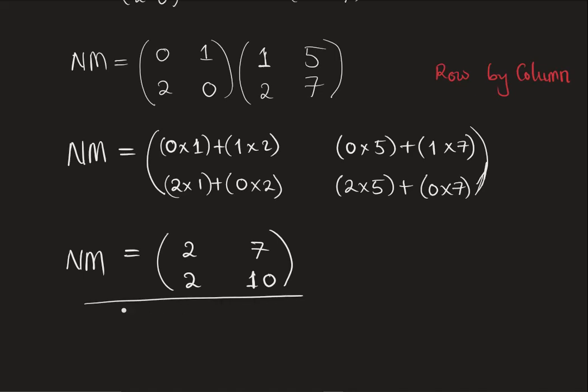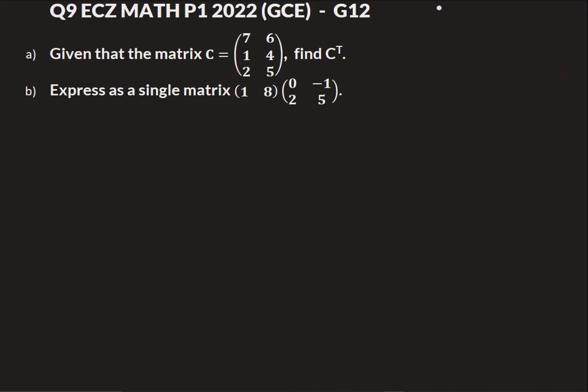So this is how we perform matrix multiplication. The next time we do it, I'll be a bit quick. I've explained much of the information that you need to know. Here we have another question which is very much similar. We've been asked to find the transpose and express something we have here as a single matrix.